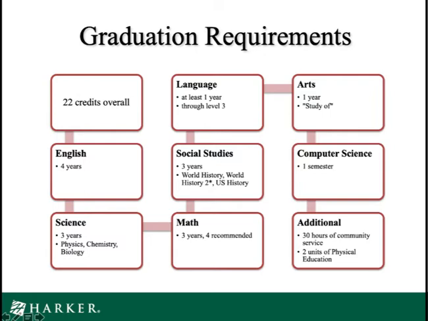For academic classes, students must take 4 years of English, 3 years of math, 3 years of science, 3 years of social studies, 1 semester of computer science, and 1 year of art in the study of course. For foreign language, students must take at least 1 year of the foreign language at the upper school and achieve through level 3. Outside of academic requirements, students must complete 10 hours of community service per year during 9th, 10th, and 11th grades for a total of 30 hours, and complete 2 units of physical education credits. After accomplishing what I've just outlined in 4 short years, your child will walk across the stage to collect their diploma and be ready for the next adventure in their journey.